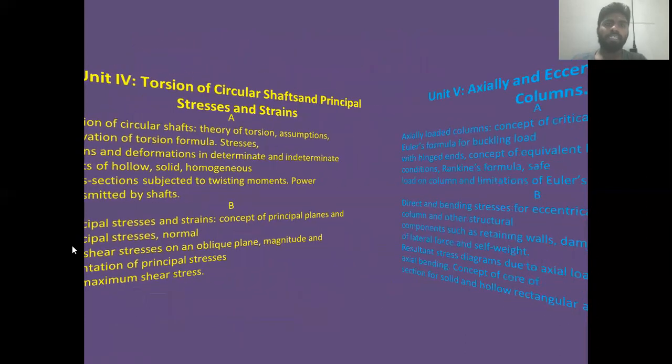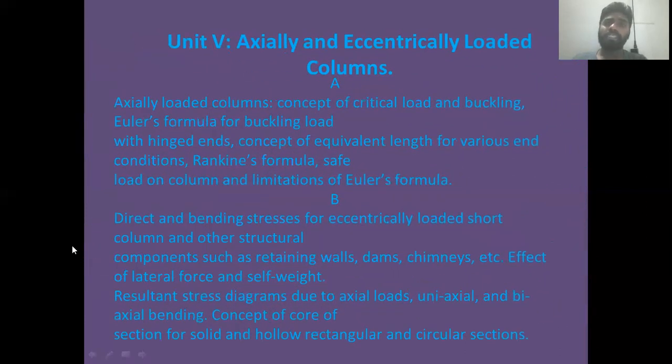Okay. In the fifth unit, we are going to see axial and eccentrically loaded column. What do you understand by axially loaded column? Axially loaded column means if there is a concentrated load on the column and it acts along the axis of that column, that is known as axially loaded column. And if the load is acting some distance apart, keeping some eccentricity, that is known as eccentrically loaded column. So axially loaded columns, in the part A, we are going to see.